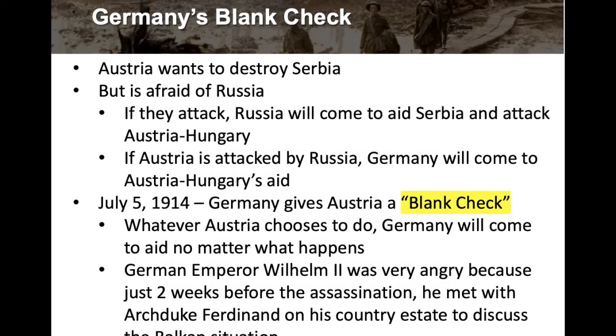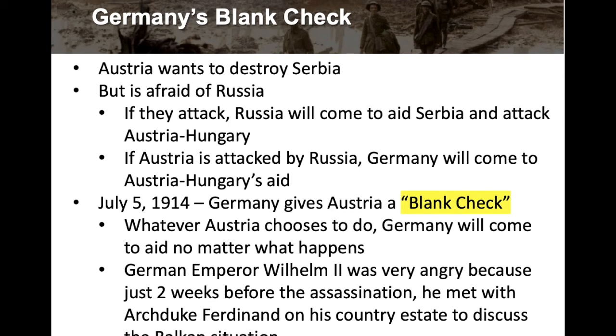Okay, so news spread, and as we had left off, Austria declares war, and they want to destroy Serbia, basically. They want to invade and destroy Serbia, but they hold off because they're afraid of Russia. If they attack, Russia will come to the aid of Serbia and attack Austria-Hungary. Now, it takes time to mobilize a military. Russia didn't have an army just sitting there waiting to go into Austria-Hungary in case Austria-Hungary attacks Serbia. It would take some time. So if Austria attacks Serbia, Russia would come to their aid, and Austria is scared about that.